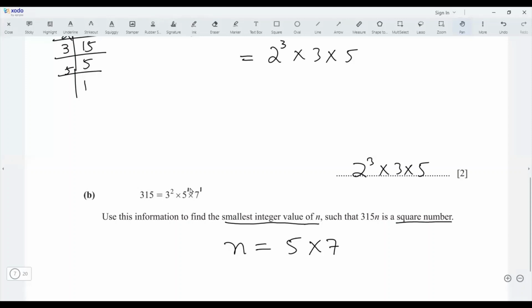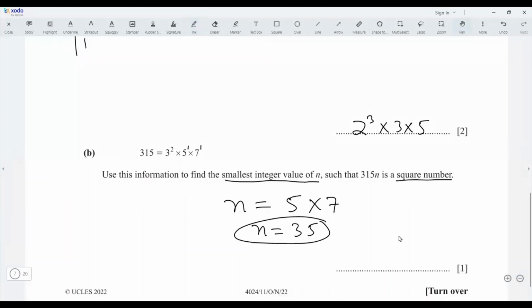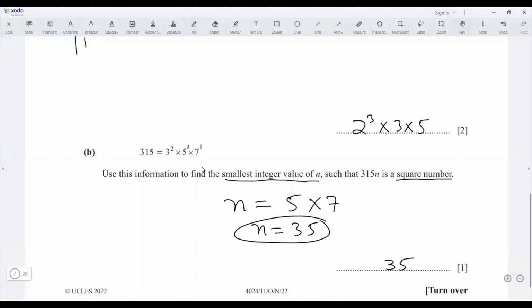So we have to add 1 to these powers, so 5 becomes 5 squared and 7 becomes 7 squared. Which numbers have we added? That is 5 and 7. So 5 times 7 gives the result 35. So 35 is the smallest integer value; if you multiply 315 with that number, we will have a square number. It is worth 1 mark. If you have written the correct answer by any method, you will get full marks. Otherwise, you will get nothing.